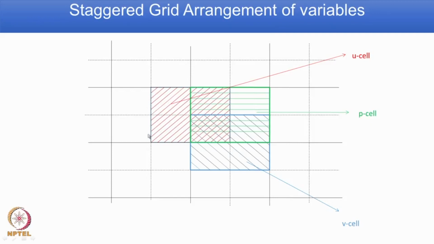So, U velocity is stored as shown here. This is the finite volume cell for solving the U momentum equation, and this is the finite volume mesh for solving the V momentum equation, and pressure or any other scalar is stored in this finite volume mesh. So, as you can observe, U, V and pressure are stored at different locations, that is why the name staggered grid.